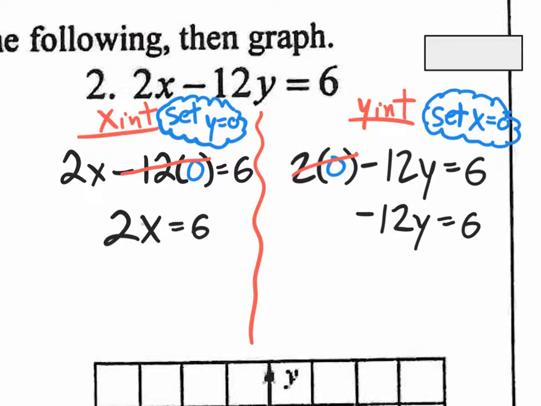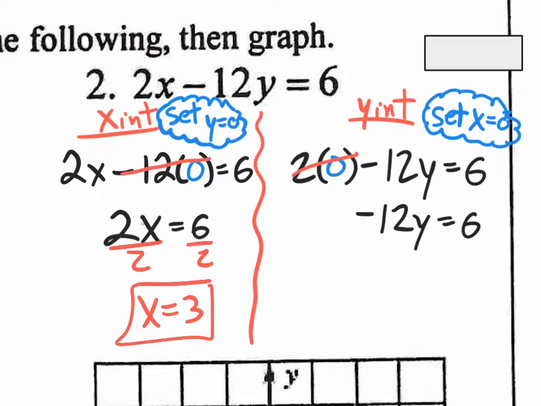So let's continue solving on both of these. On the left side, sorry, I probably should have done this whole thing first. On the left side, let's divide by 2. Divide by 2, you're going to get x equals 3. That's the x-intercept. If you want it as a coordinate, your x value is 3. Your y value is 0 because that's what you set originally, the y value being 0.